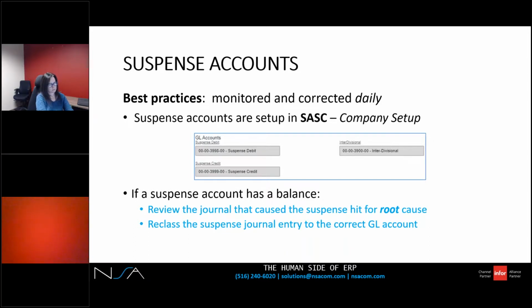As to what causes suspense hits, aside from missing general ledger integrations, sometimes it could be a bug. Sometimes there could be a problem with some custom code. So finding out what the reason for it was is important so that you don't keep getting suspense hits, because they generally don't go away on their own.